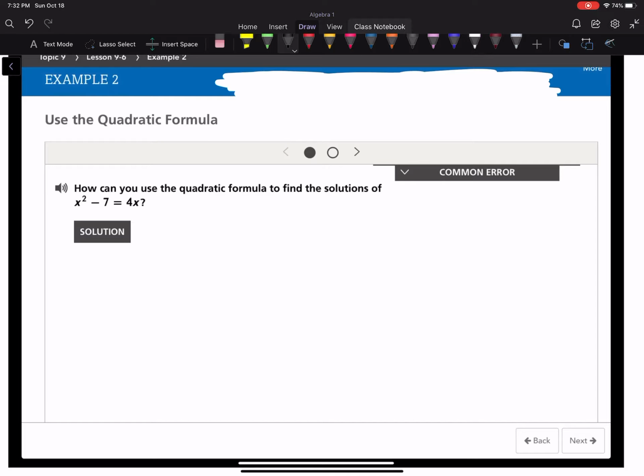So this is one of those formulas that you need to memorize, and it is x equals negative b plus or minus the square root of b squared minus 4ac, all divided by 2a. That is the quadratic formula.